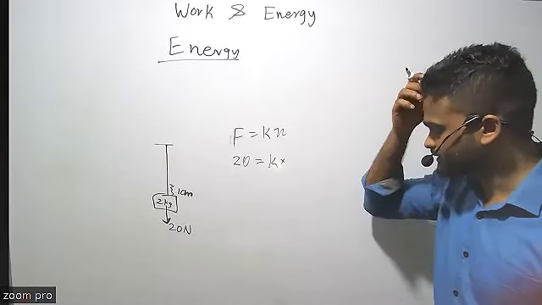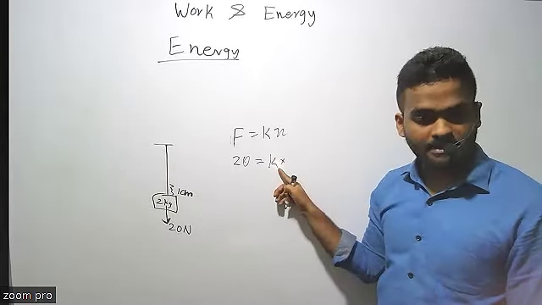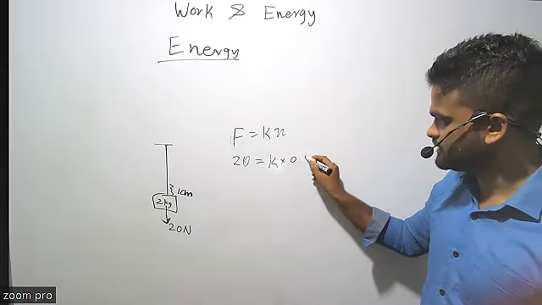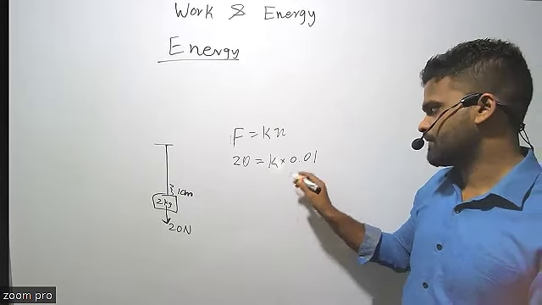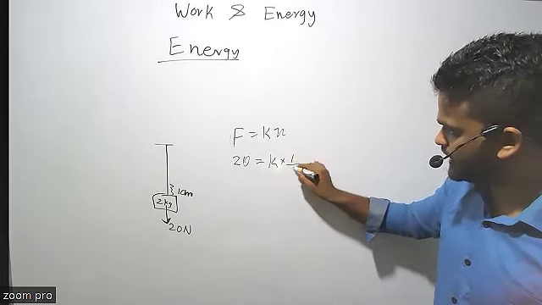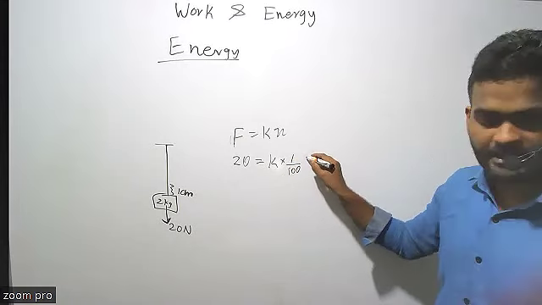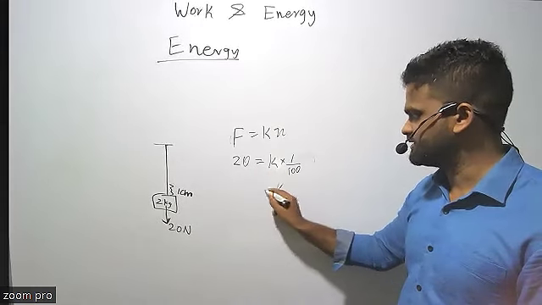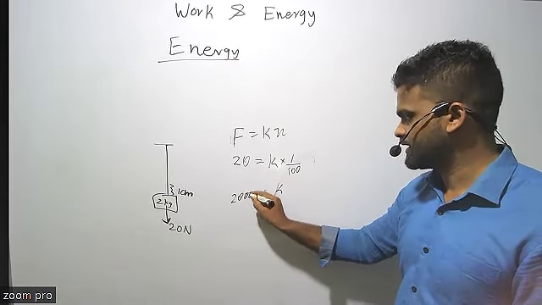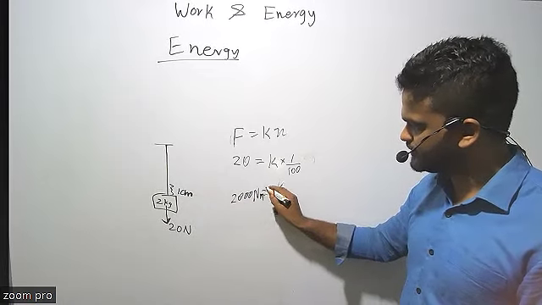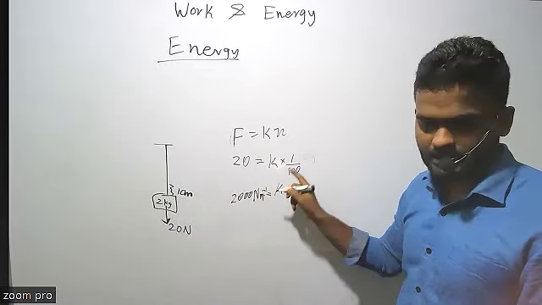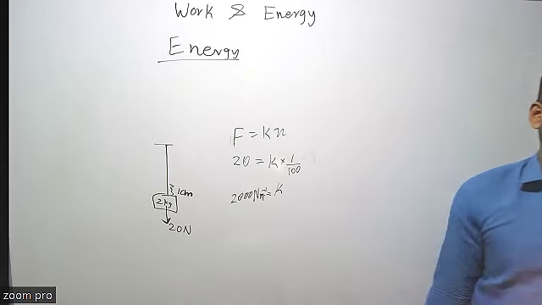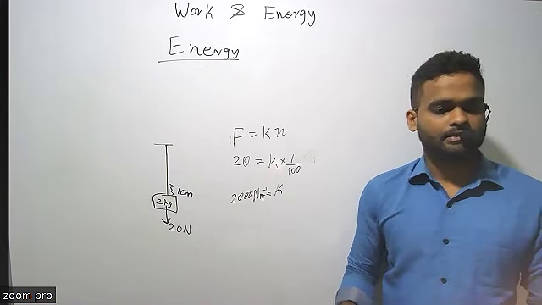So if you want k in terms of meters, you have to convert centimeters into meters. So 1 centimeter means 0.01 meters, or in other words, 1 over 100. You have to divide by 100 in order to make it a meter. Then put this to the other side, cross multiply. So k is equal to 2000. The unit is newtons per meter, not per centimeter, because we convert it into meters. So this is the spring constant.